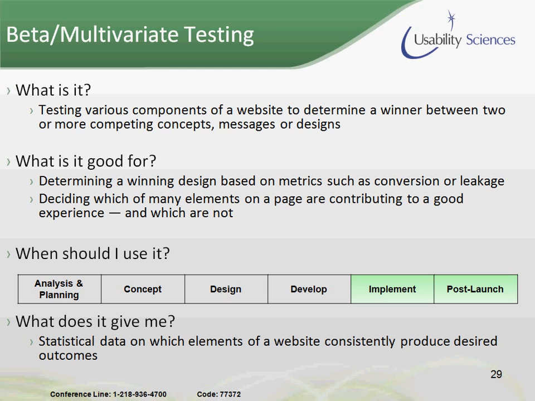And then banner ad B, let's say that clearly wins, well, then that one can be the one that you push out to everyone. So what is this giving me? It's giving me a statistical set of data on which elements of a website consistently produce desired outcomes.